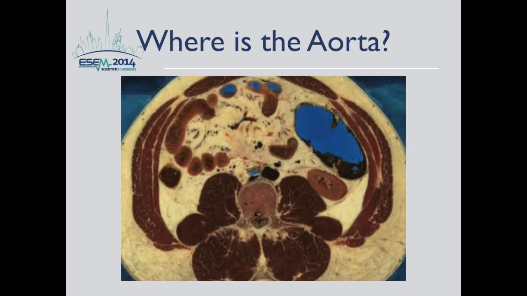This is a representative slide that shows the location of the abdominal aortic aneurysm. It's important to note that it is located just anterior to the vertebral body. This is an important landmark that we will be using to understand how to ultrasound the patient and interpret the ultrasound images.